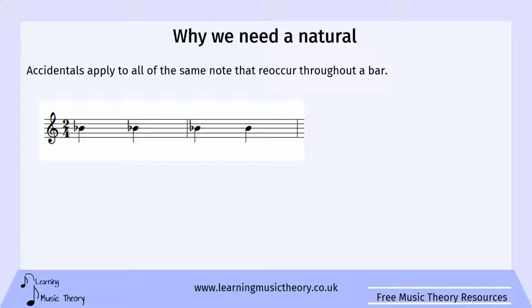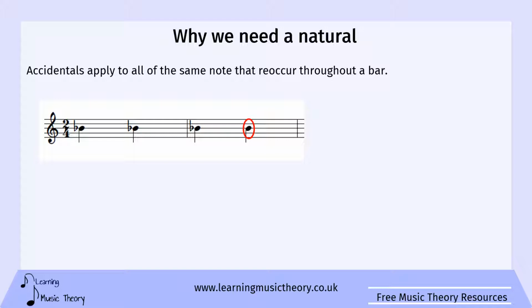In the first bar, both notes are clearly B flat. However, in the second bar, the first note is a B flat. The next note, however, has no flat symbol, but it is still a B flat. This is because a B has appeared earlier in the bar and was flattened. This means that all future Bs are flattened as well.